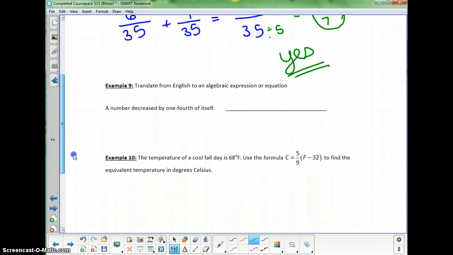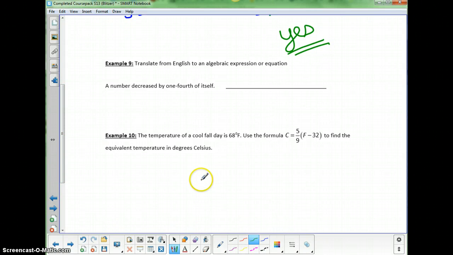Alright, example 9. Translate from English to algebraic expression. First of all, I want to determine if it's an expression or an equation. So, a number decreased by 1/4 of itself. I don't hear any verbs or any is or yields word, so this one is not going to be an equation. It sounds like it's an expression, so it's not going to have an equal sign. No is word, it's just a fragment right here.